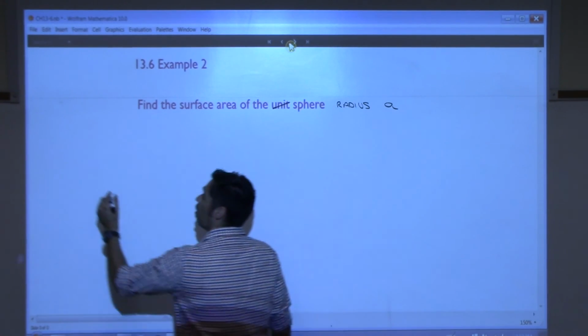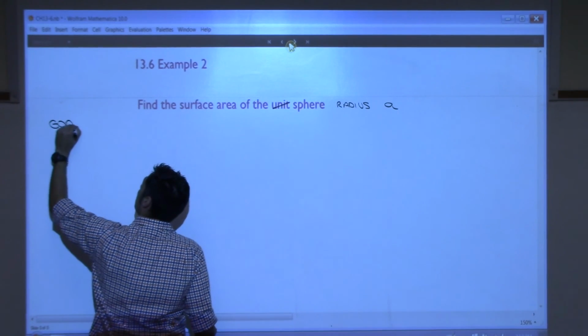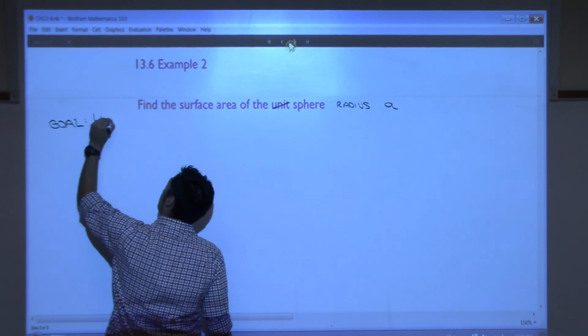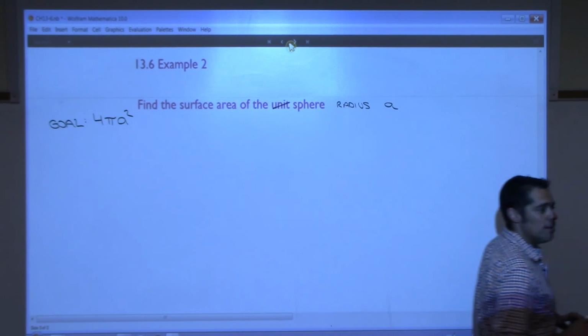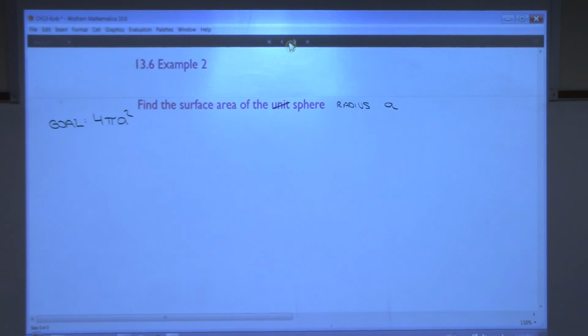So here's what our goal is. When we're done, we should get an answer of 4 pi a squared, right? That's what we should get if it matches up with what you'd find in a book. All right, let's do it. You ready? Okay.